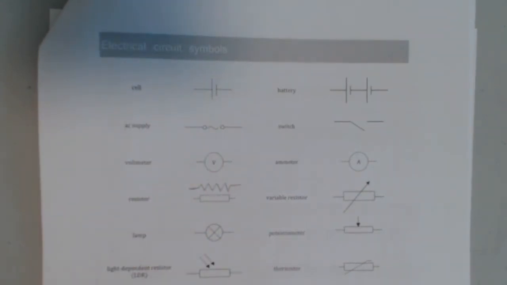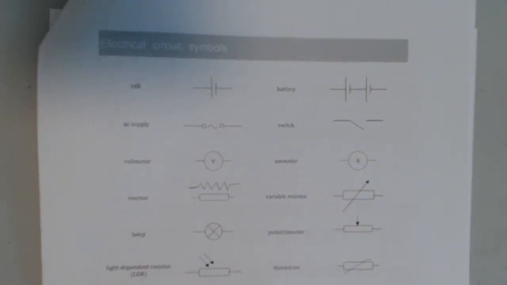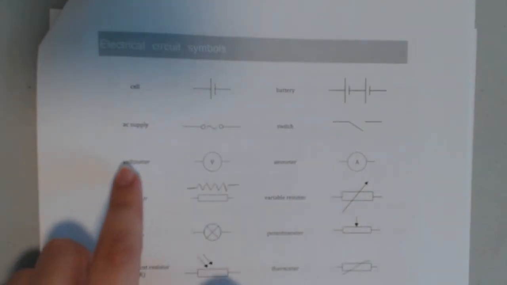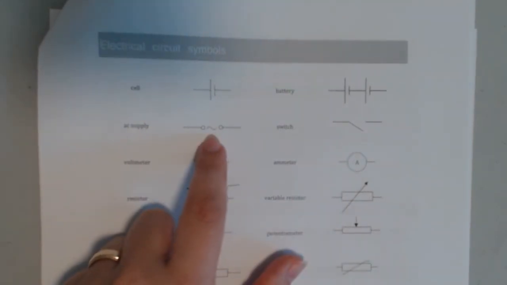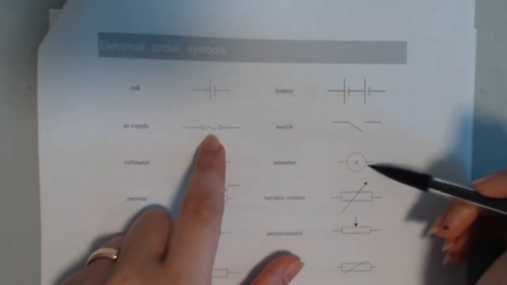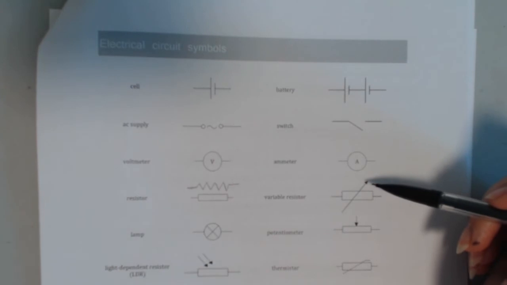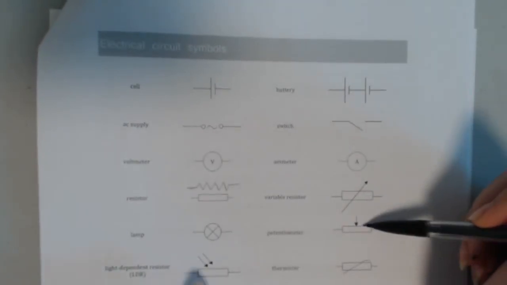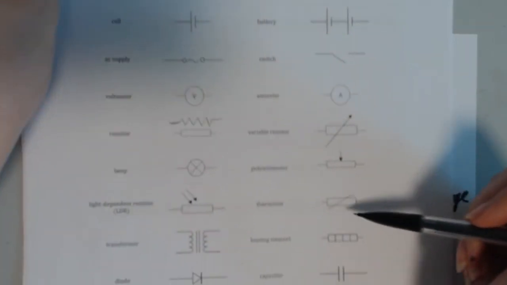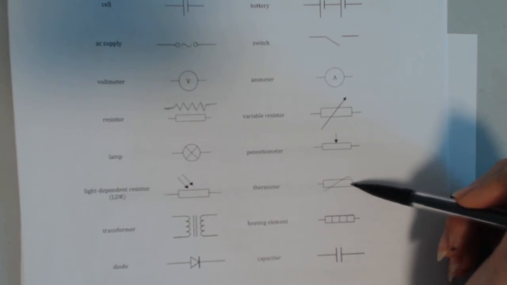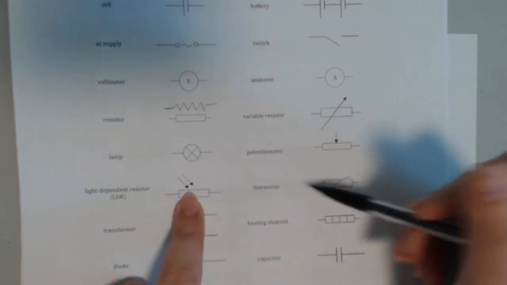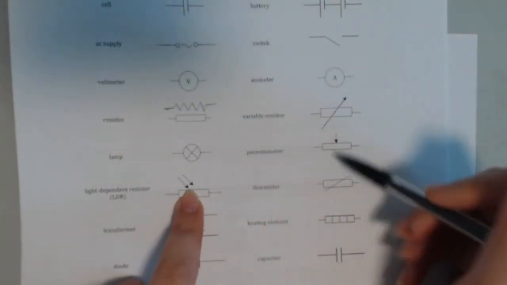Okay. Now, I did say I'd come back to this page and explain to you which circuit symbols you have to be comfortable using and which ones you don't really need to worry about. Okay, so cell and battery, yes. AC supply you might see. Switch, that's for sure. Ammeter, that's for sure. Voltmeter, resistor, for sure. Variable resistor, potentiometer, lamp, and thermistor, you might. And light dependent resistor, you might. Okay, so just be ready for these ones.